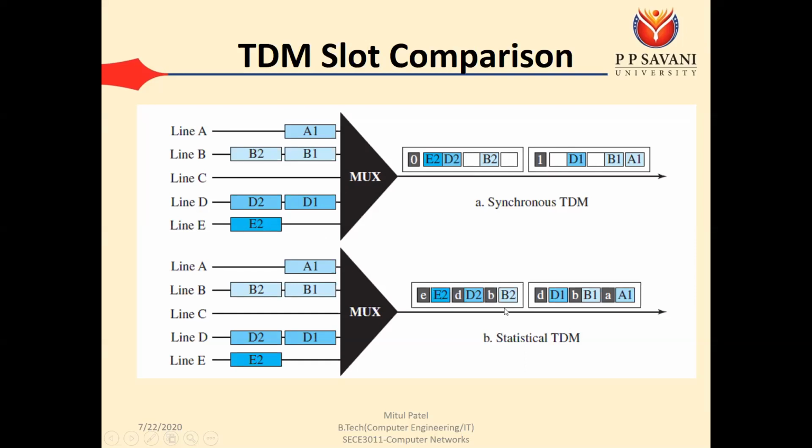Okay, but if we are following the statistical TDM, then this multiplexer checks all the input slots one by one, that is, in a round robin manner. So A1, B1, and finally we have D1. Then we have B2, D2 and E2, like that.